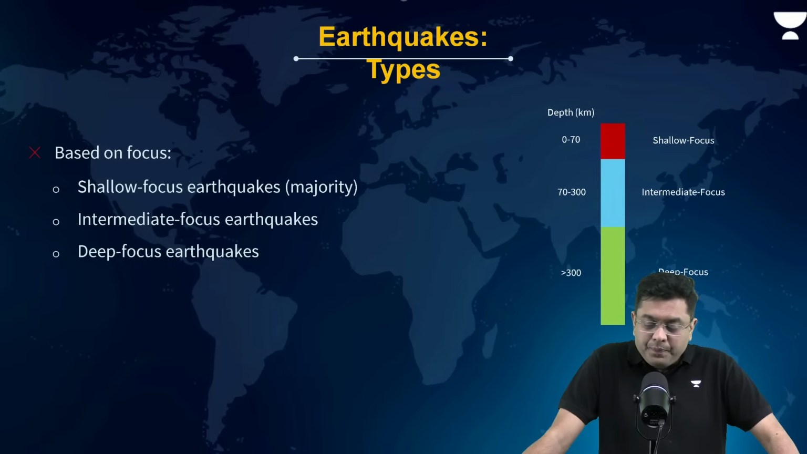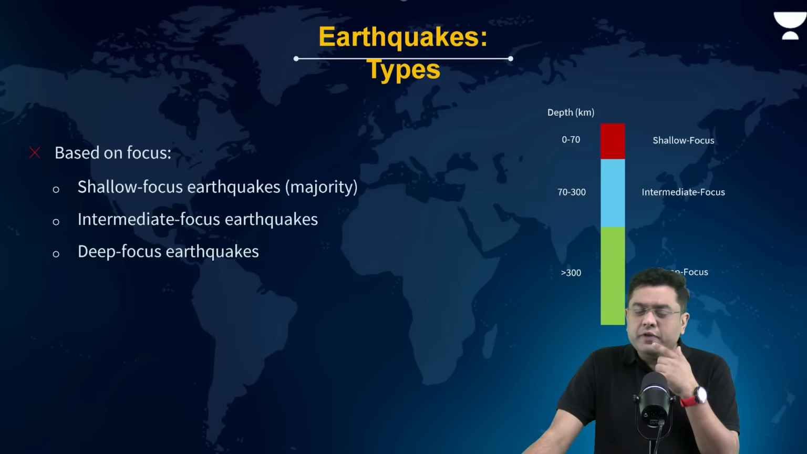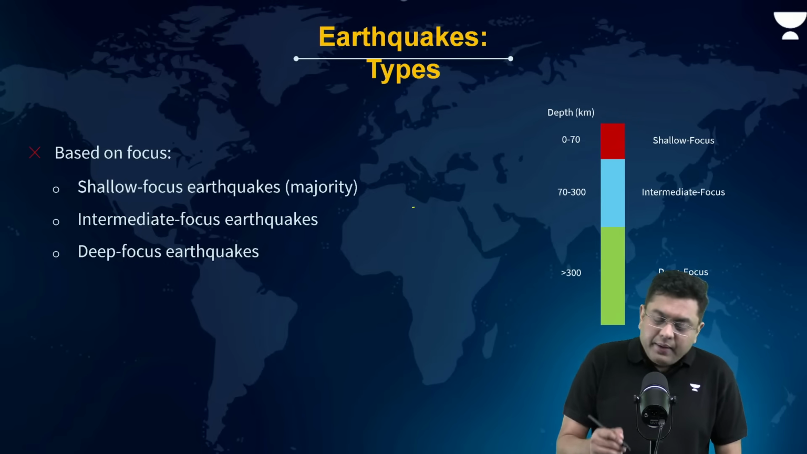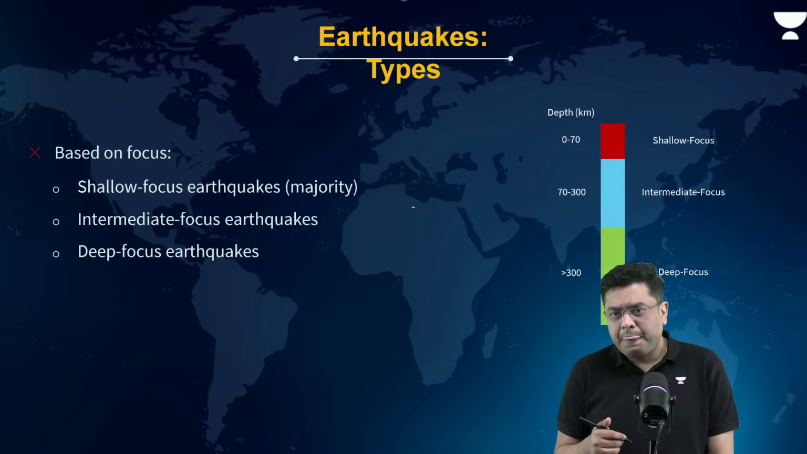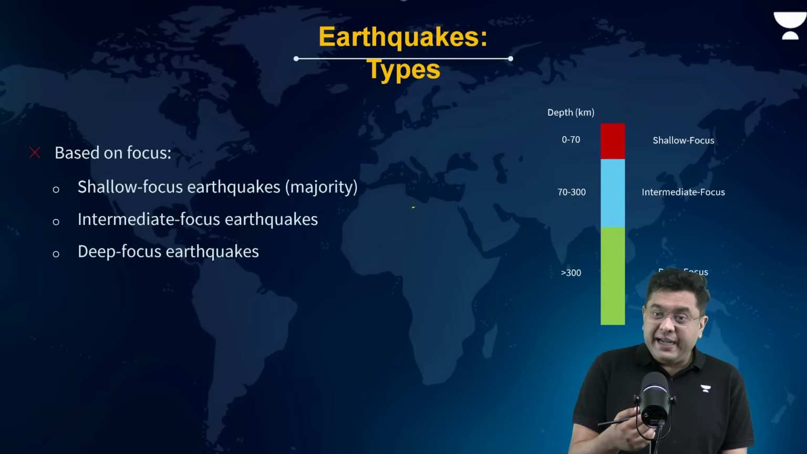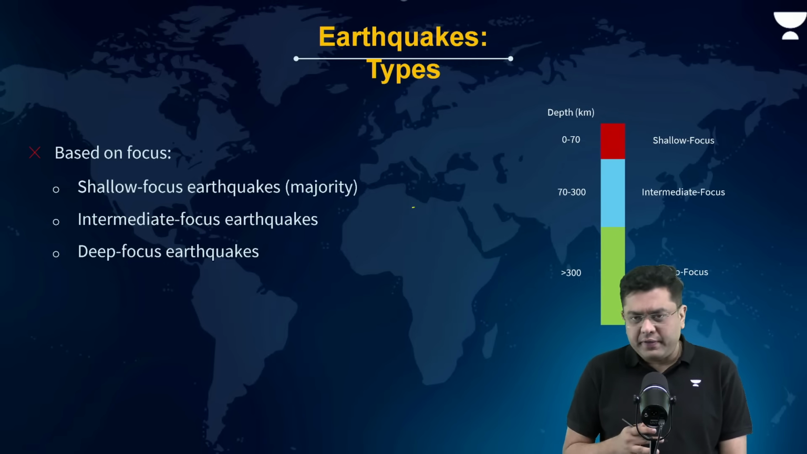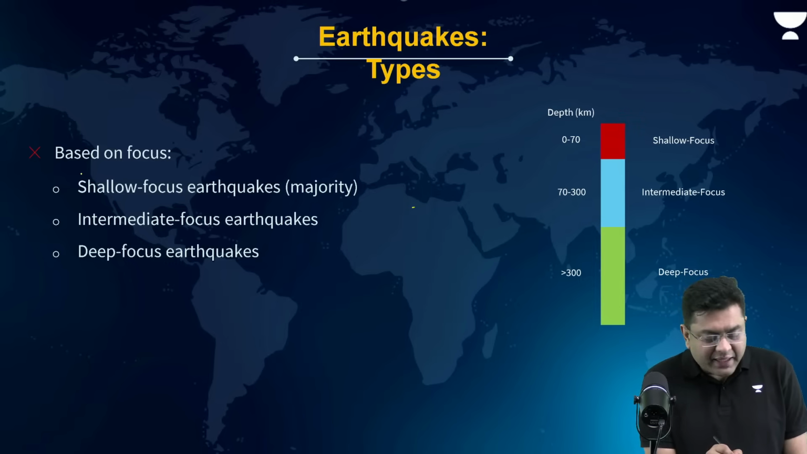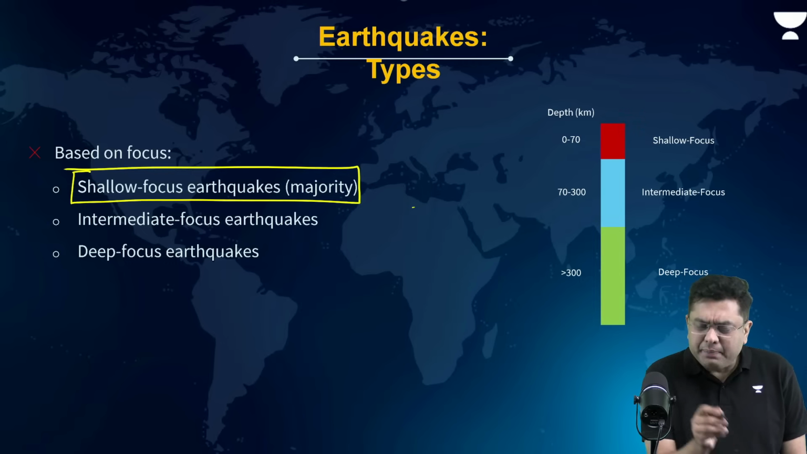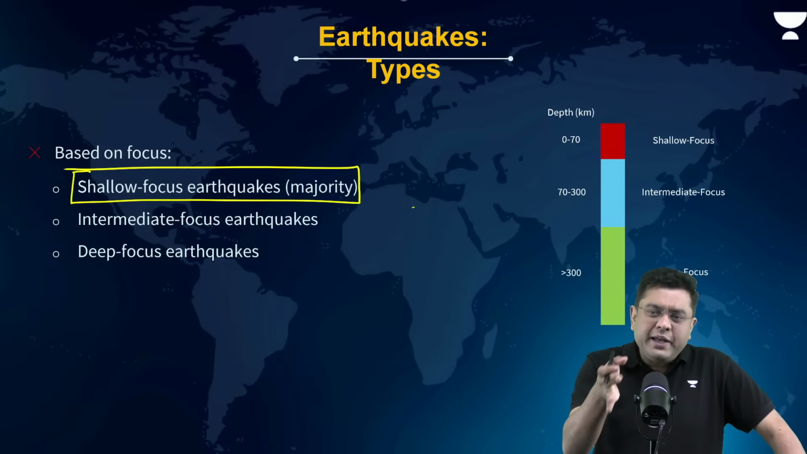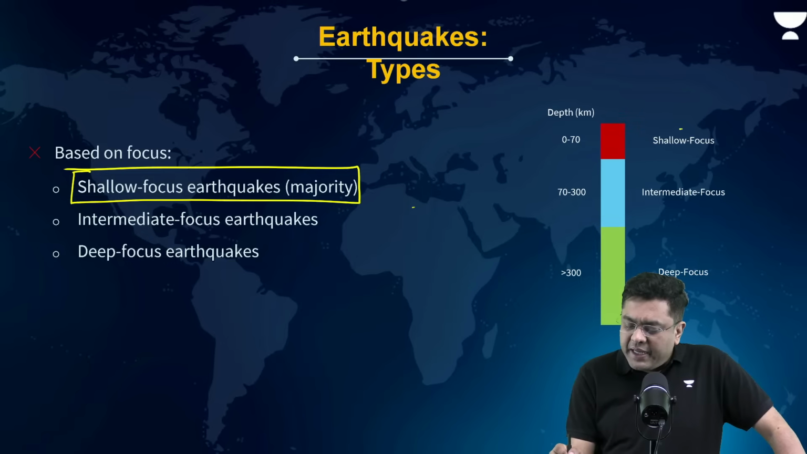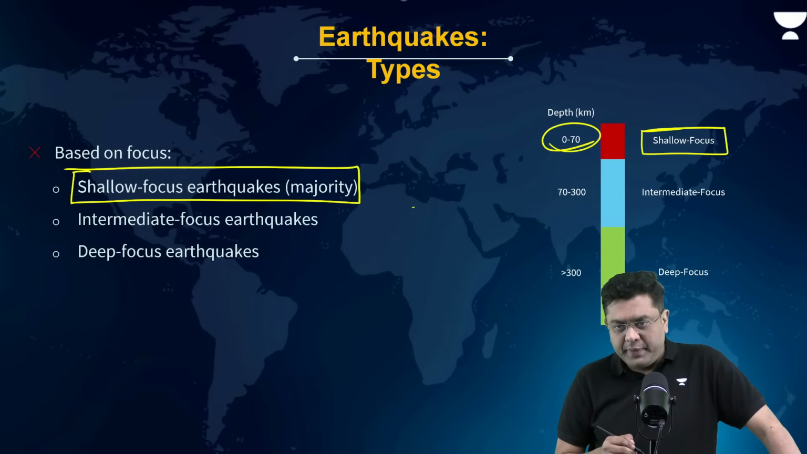Okay, now one of the classifications of earthquakes is based upon the depth. Where did the earthquake originate from? Did the earthquake originate at a great depth, lower depth, or closer to the surface? Based upon the depth, you have the classification as shallow focus earthquake. The majority of the earthquakes which occur across the world, from your Venezuelan earthquake to many of the Himalayan earthquakes to the Turkish earthquakes, are majorly shallow focus earthquakes. In this, the depth of the focus is around 0 to 70 kilometers.